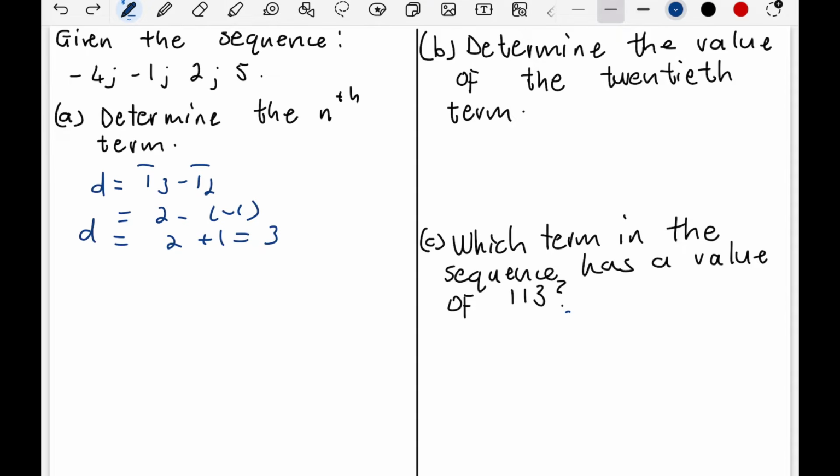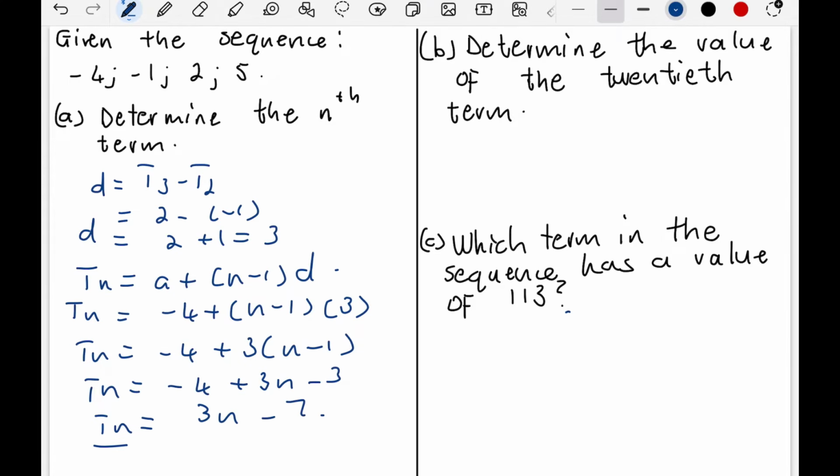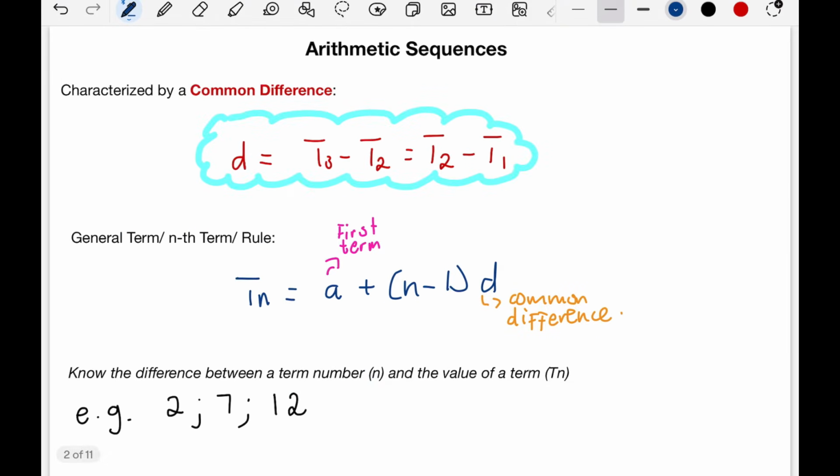Now, the nth term we said is given by the formula Tn is equal to a plus n minus 1 times d. So in our case, Tn is negative 4 plus n minus 1 times the common difference 3. Therefore, Tn is equal to negative 4 plus 3 into n minus 1, which means Tn is equal to negative 4 plus 3n minus 3, which means Tn is equal to 3n minus 7. This is the nth term. Now, before we answer B and C, I want to clarify something really important here.